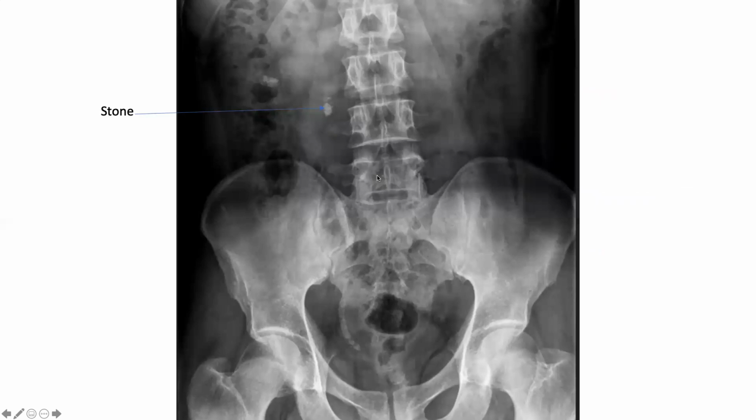And now this X-ray shows a little radio-opaque structure, which we will say is a stone, and it is in the outline of the ureter, and I believe this stone is stuck in the ureter.